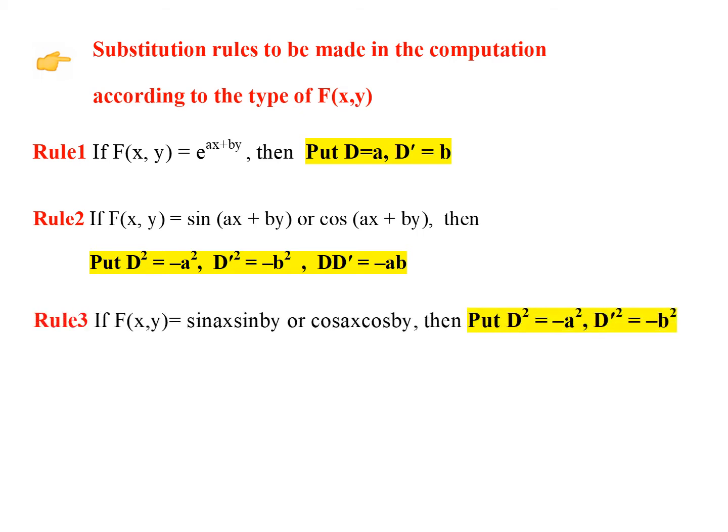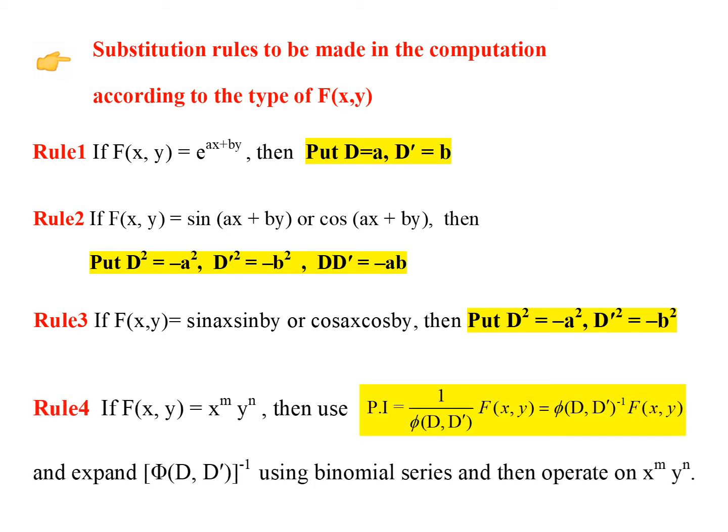Next rule: if the function is of this kind, sin ax sin by or cos ax cos by, then you have to put D squared equal to minus a squared, D' squared equal to minus b squared. Here you will not have the DD' substitution.